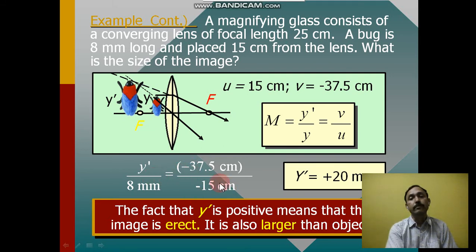So y dash becomes 20 millimeter. Y dash positive means that the image is erect. It is also larger: y is 8 millimeter and y dash is 20 millimeter, so it is larger than the object.